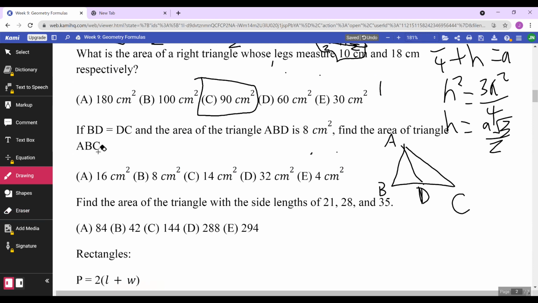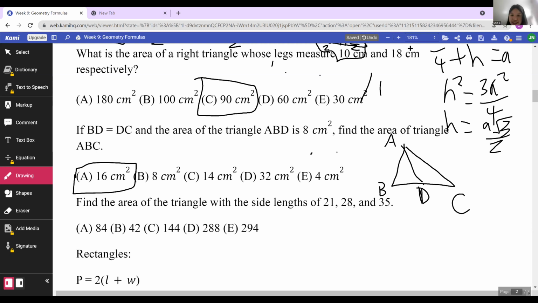Oh, okay, then the answer is, since they have the same height and ABD equals 8, it's 16 centimeters squared. It's 16 centimeters squared. Right. You want to explain how you got it? I can explain how I got it.